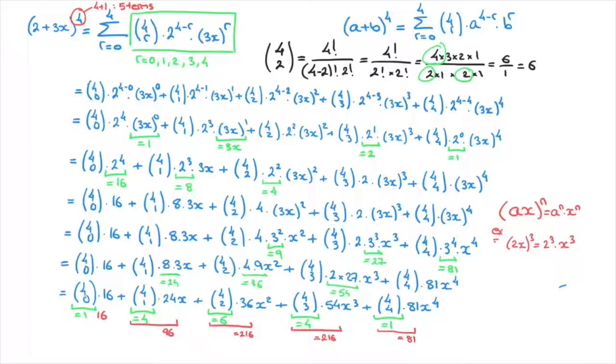Finally, we can write all the terms in this expansion and state that 2 plus 3x raised to the power of 4 is equal to 16 plus 96x plus 216x squared plus 216x cubed plus 81x to the power of 4. And we're done. We've just written all the terms in this expansion using the binomial expansion formula.